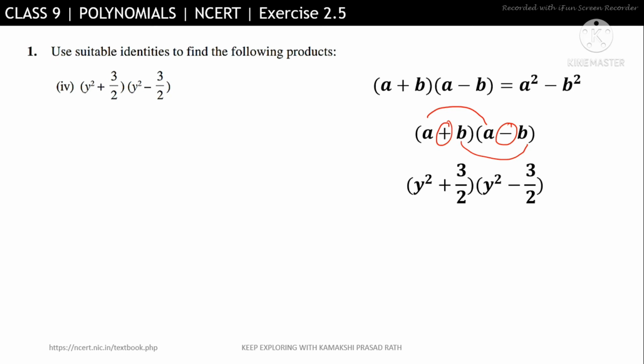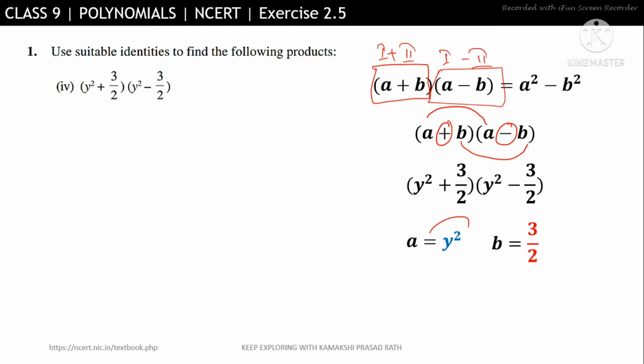So here what is there in the first? We have y squared, and in the second we have 3 by 2. So that much only you have to understand here: what are the first terms and what are the second terms. So we have to identify how the identities are formed. So see here, a plus b, again a minus b means first plus second, again first minus second.